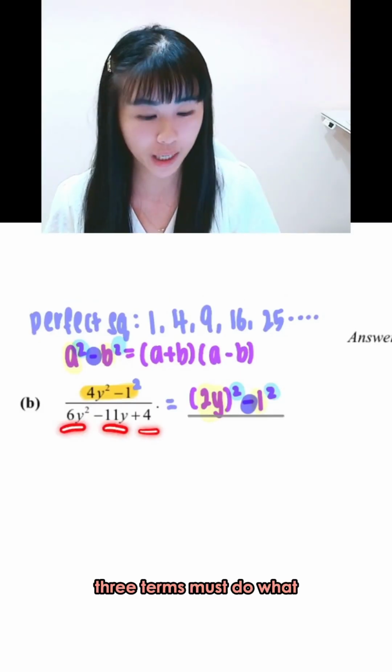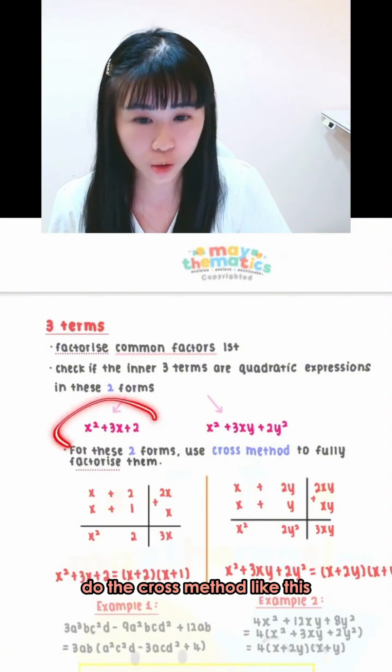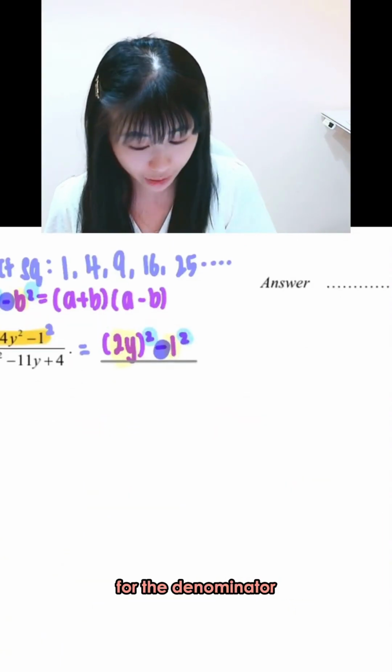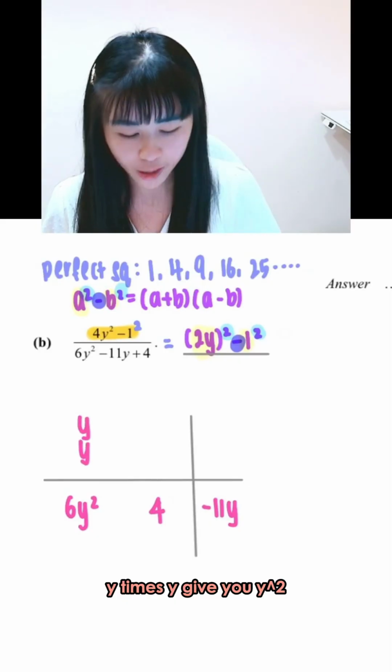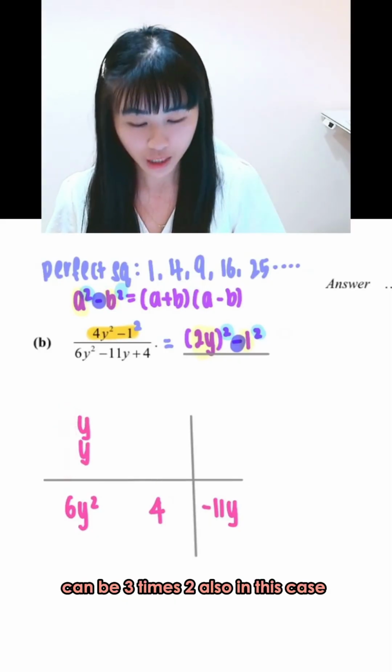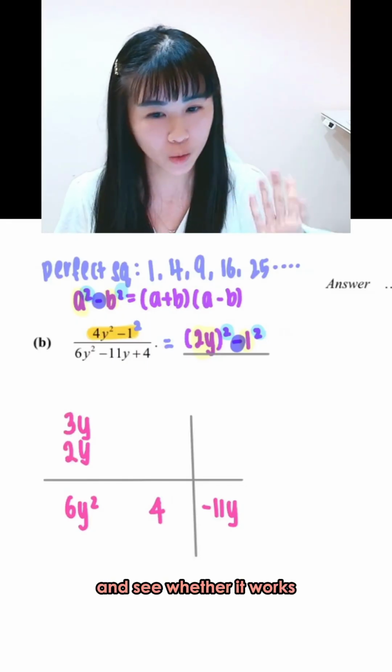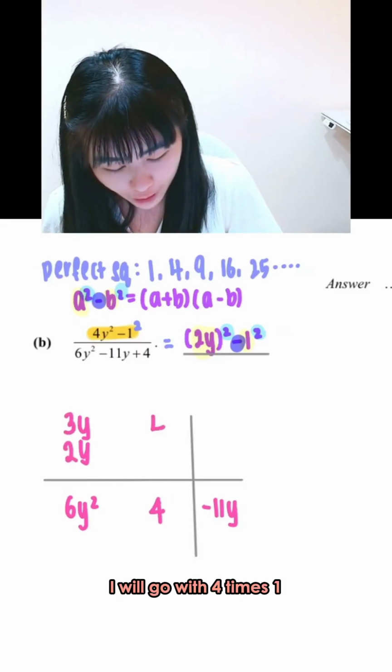3 terms must do what? 3 terms always do the cross method like this. How do you do the cross method for the denominator? y times y gives you y squared. Factors of 6 can be 6, 1. Can be 3 times 2 also. In this case, I'll go with 3, 2 and see whether it works. I will go with 4 times 1.